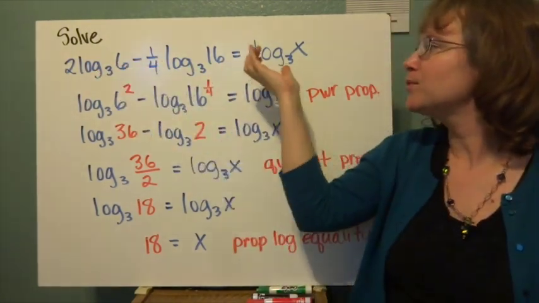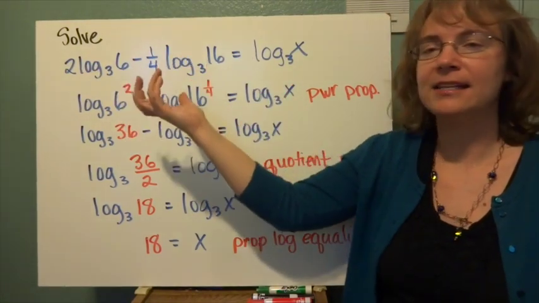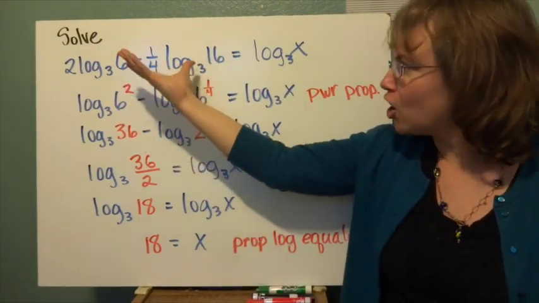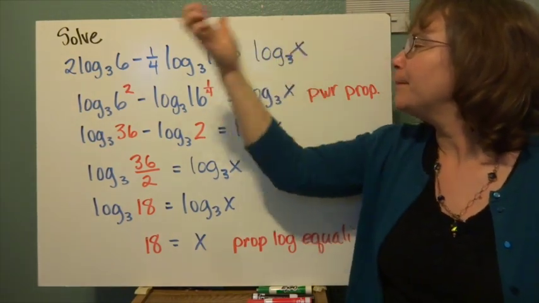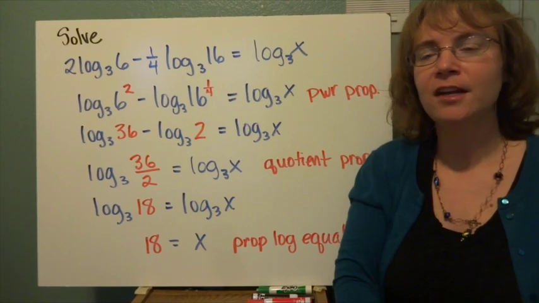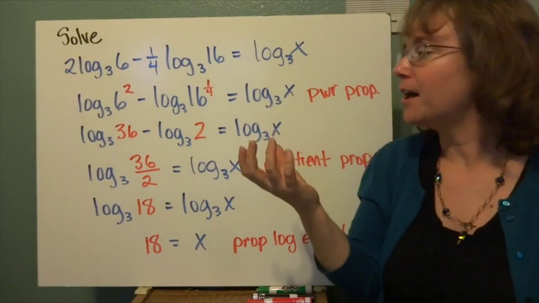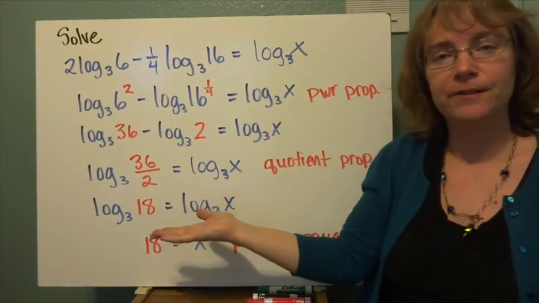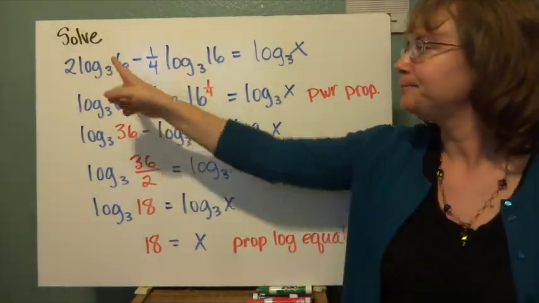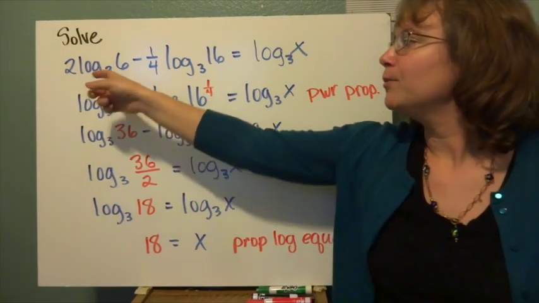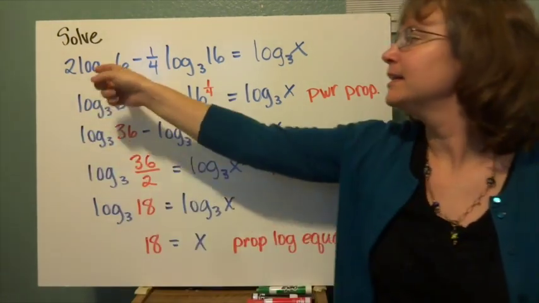If you have logs on both sides and they have the same base, you can get everything all together as 1 log on this side and 1 log on this side, and then compare what you're taking the log of because of the property of equality of logarithms. So that's how we're going to solve this one. There's another way you can do it, and we'll do the next problem like that. So right here, I'm going to rewrite this as 6 to a power.